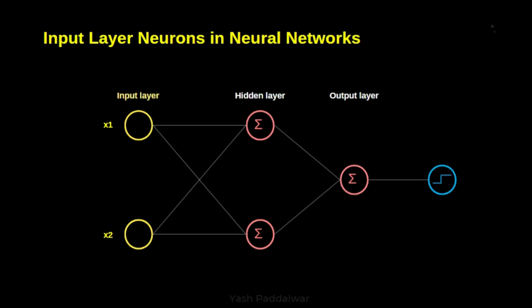In this particular video, we'll be looking into the input layer neurons in neural network architecture. So basically, this was the neural network architecture, that is the multi-layer perceptron that we have built from the previous example that we have seen. In this architecture, you can see inside the input layer, there are only two neurons. Now, why there are only two neurons, we will see in this video.